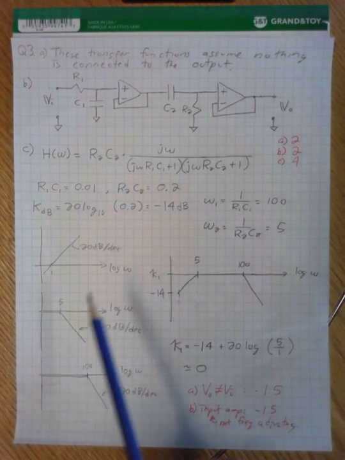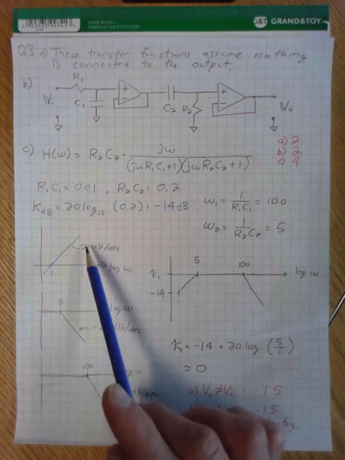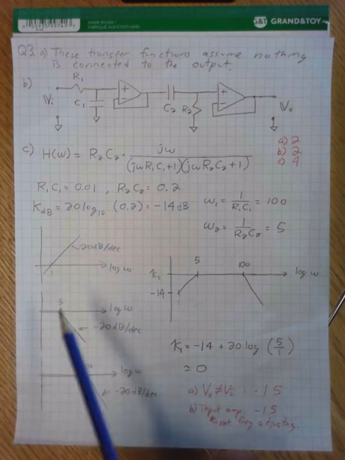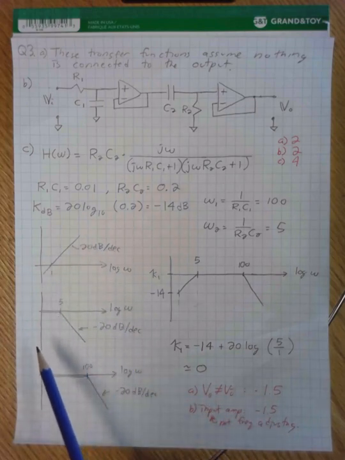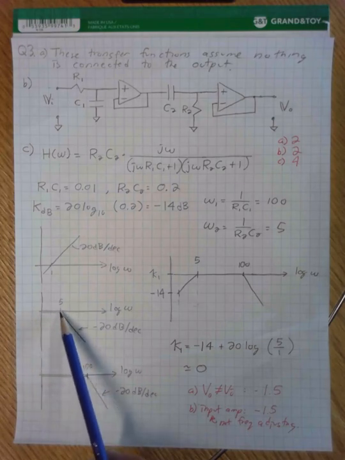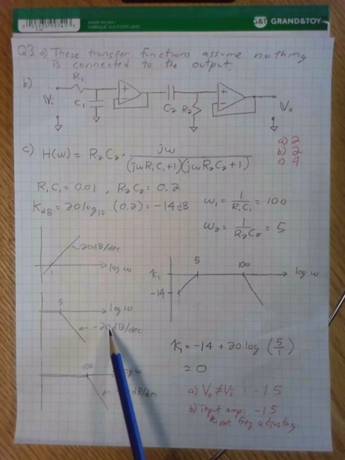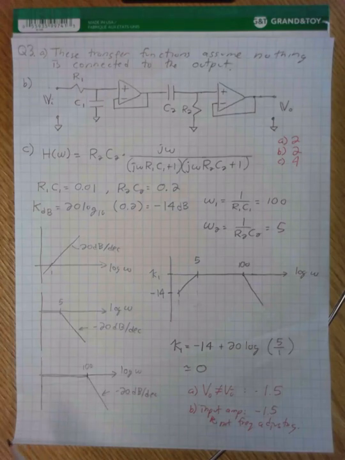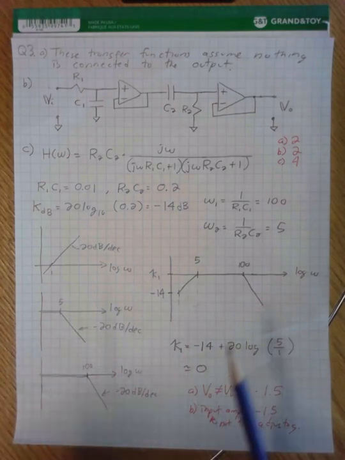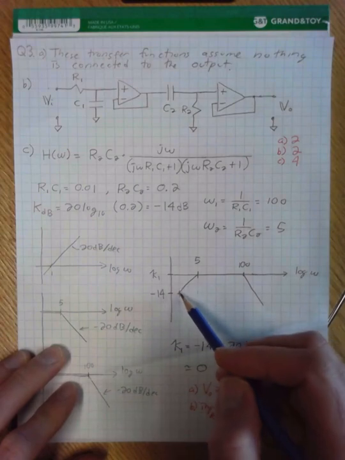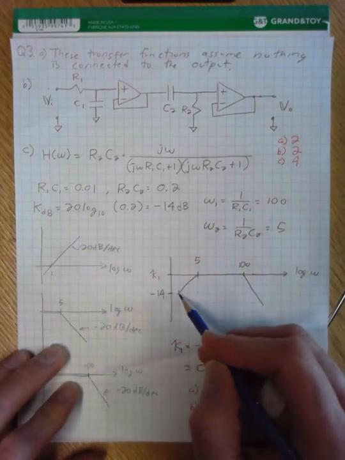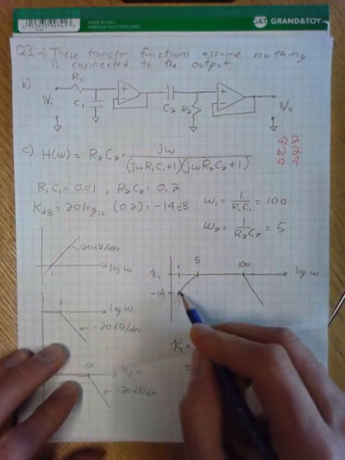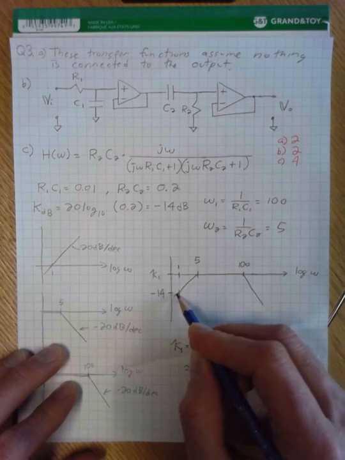And so if I plot, our simple 0 at the origin, it looks like this, positive slope of 20 dB per decade. Our first simple pole has a gain of 0 and then a minus 20 dB per decade slope starting at 5. The second one has the slope starting at minus 20. And when you add all of these together, because of this minus 14 dB gain, at an omega of 1, we have our response starting at minus 14.